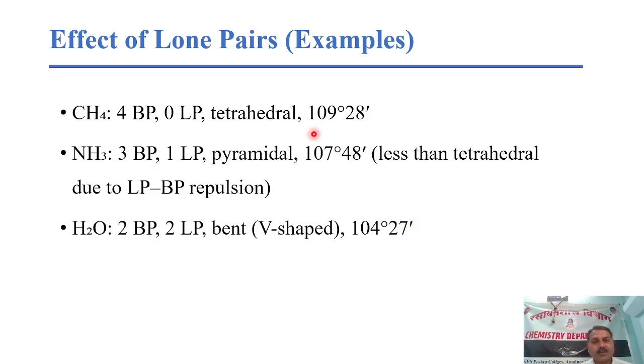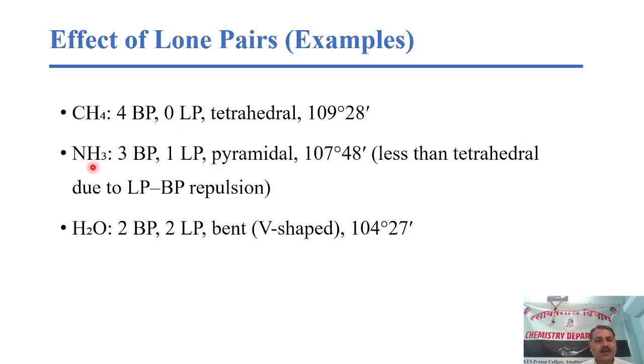What is the effect of lone pairs on the examples? Consider sp3 hybridization in the case of methane, ammonia and H2O. All of them have sp3 hybridization, but there is a difference in bond pairs and lone pairs of electrons. In the case of methane, CH4, 4 bond pairs are there and no lone pair. The expected geometry is tetrahedral and the expected bond angle is 109 degrees 28 minutes. The actual one is also the same because it has no lone pair interaction.